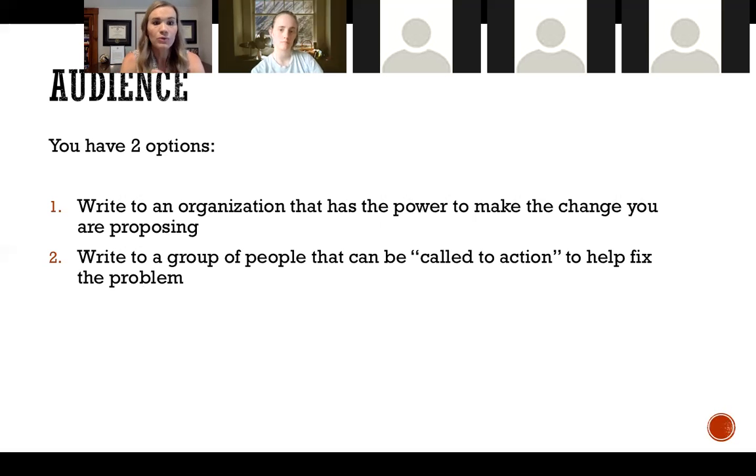Or you can write to a group of people that can be called to action to help fix the problem. For example, maybe you are wanting to get voters to vote on a certain bill, right? You're calling them to action, by them voting on it, and that could potentially fix your problem. So either whoever does have the power to make the change, or who can do something to help make the change happen. Two options there. And again, you might not know who that's going to be until you have a solution in mind.